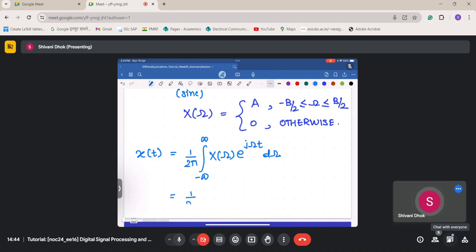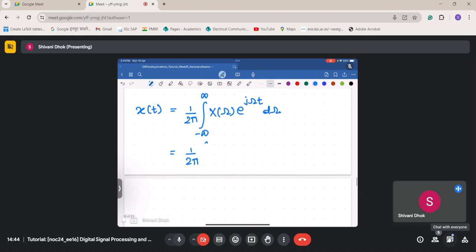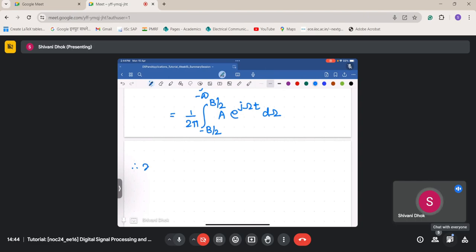So this is equal to 1 over 2 pi integral, which ranges from minus b by 2 to b by 2. In this range it is a into e power j omega t d omega. Therefore this x of t is equal to a upon 2 pi, and integration of e power j omega t will be e power j omega t upon jt, from minus b by 2 to b by 2.